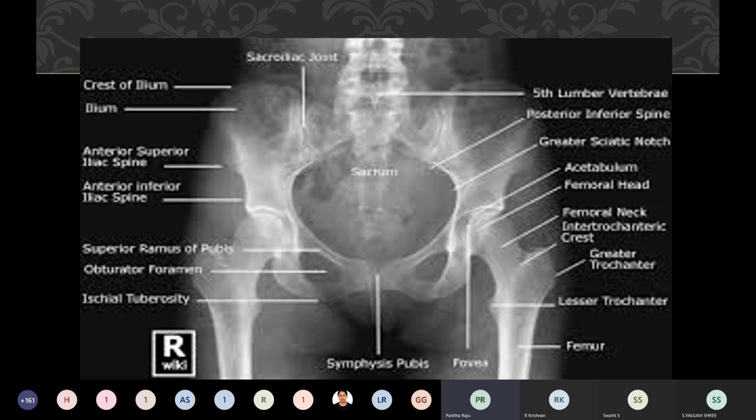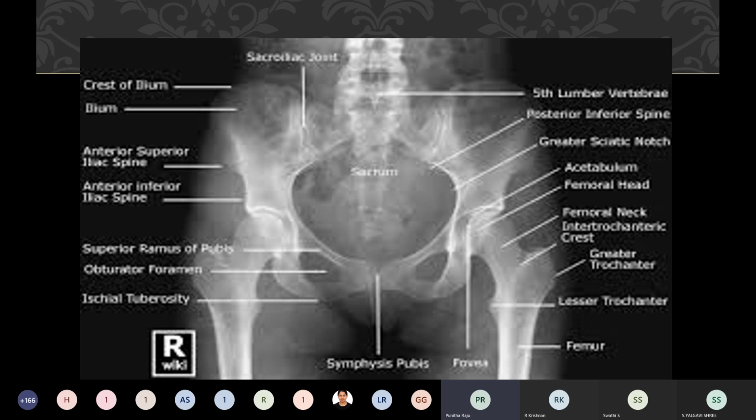Next you have the triradiate cartilage. In the X-ray, it is the union of the ilium, ischium, and pubis, just adjacent to the acetabulum. I think there is no labeling in this, so you just concentrate on the acetabulum, which is labeled. Wherever the ilium, ischium, and pubis join, that is called the triradiate cartilage.